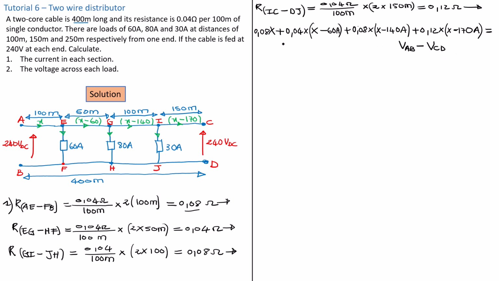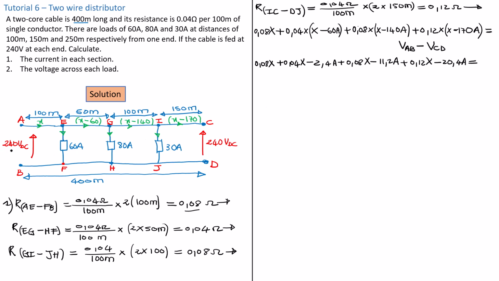Now from here we can basically deduce a basic algebra here. So we're going to have 0.08 X plus 0.04 times X, so that is going to be 0.04 X, plus or minus 0.04 times the 60 amps here, and we know that that's going to be minus 2.4 amps, plus 0.08 times X, that's 0.08 X, minus 0.08 times 140, and that is going to be equal to minus 11.2 amps, plus 0.12 times X, so that is 0.12 X, minus 0.12 times 170 amps, and that's going to be minus 20.4 amps. And this is equal to the difference between the two voltages.